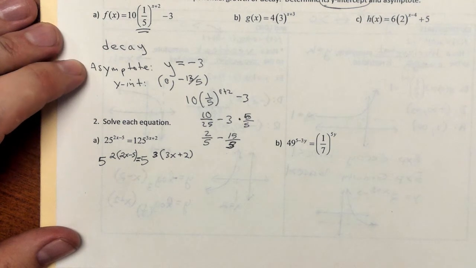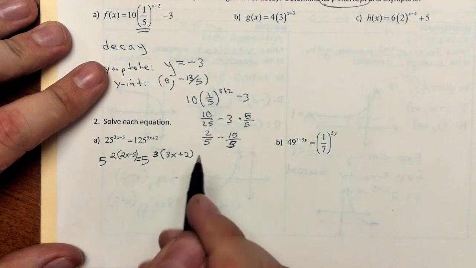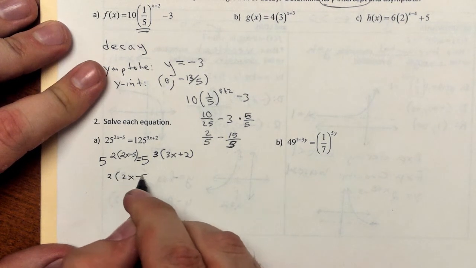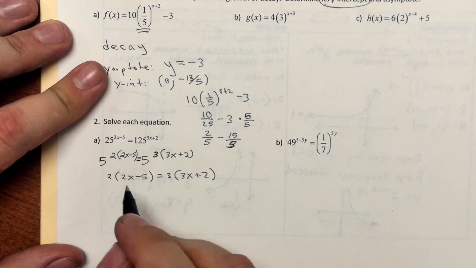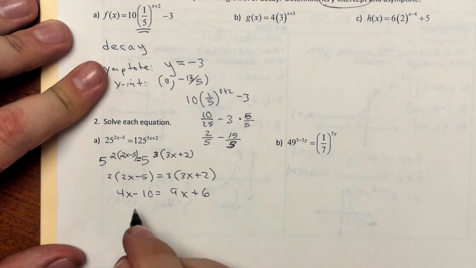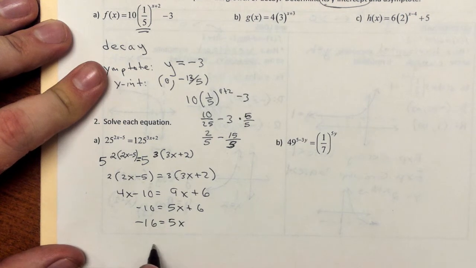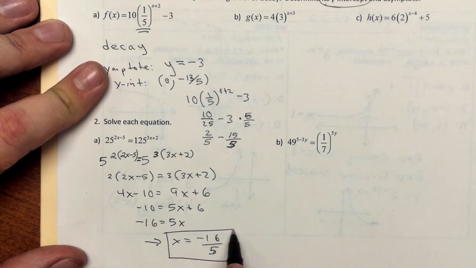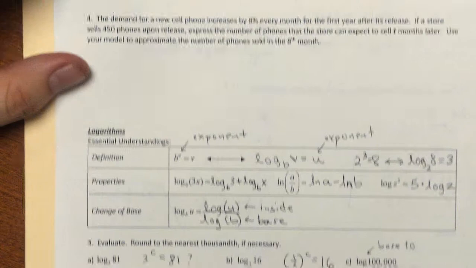Now, since every power of 5 is unique, the only way this can be true is if these exponents are the same number. So 2 times (2x minus 5) is equal to 3 times (3x plus 2). Be careful when you solve this. Make your Algebra 1 teacher proud. 4x minus 10 equals 9x plus 6. So that means -10 is equal to 5x plus 6, -16 is equal to 5x, and x is equal to -16/5. And that'll do. All right, one last thing. Make sure to check your answer key, which will have the complete solutions.